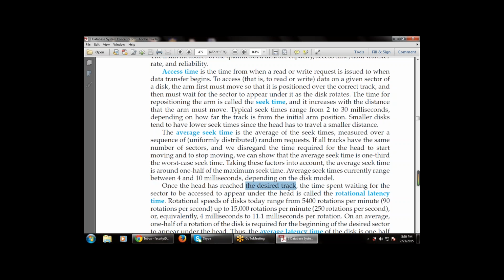Once the head has reached the desired track, the time spent waiting for the sector to be accessed to appear under the head is the rotational latency time. So there is a seek time, and there is a latency time.